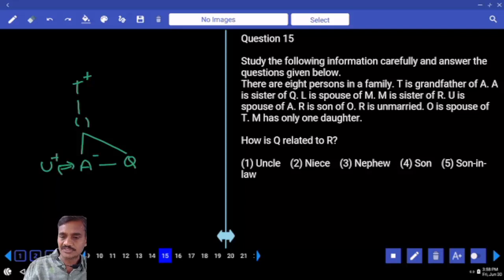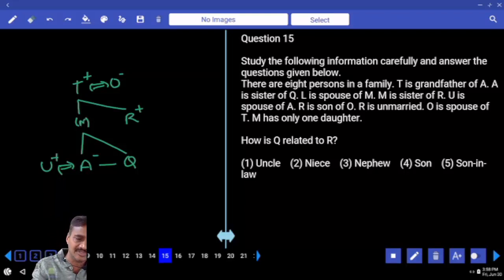And R is the son of O. R is unmarried. O is the spouse of T. Now O and T are here. And R is the son of whom? And M is the sister of R. And R is the son of O, and this person is unmarried. And that means M is the sister of R.